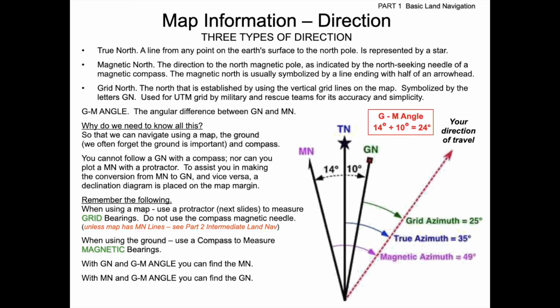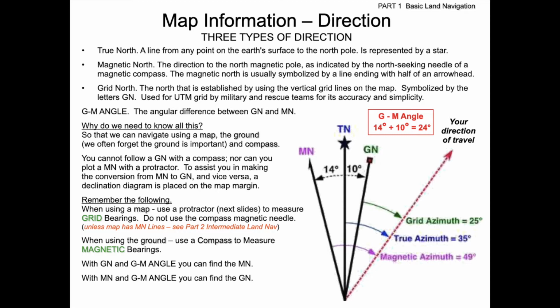And you plan that route using grid north, right, and grid azimuths. So you're using your protractor and you're finding these azimuths and you're writing them down. You're measuring the distance between points that you want to go to, and then you're going to write these down as part of your actual route plan, right?